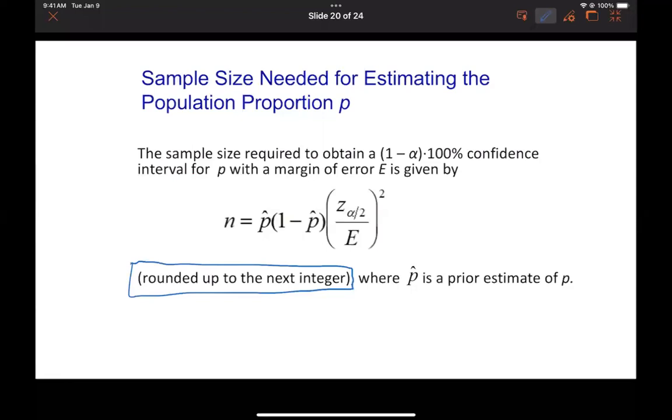161 is too small. We always round up. Even if I got 161.1, we always round up. For sample sizes, always round up. If I didn't say it before, always round up. There you go. So don't say I didn't warn you. We always round up. Let's do some examples.